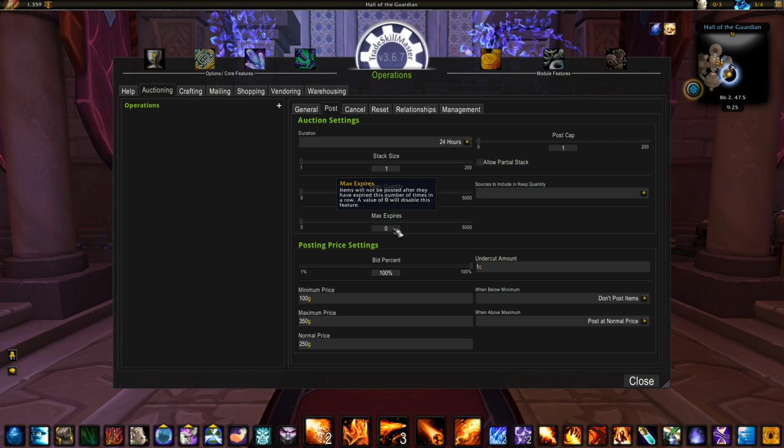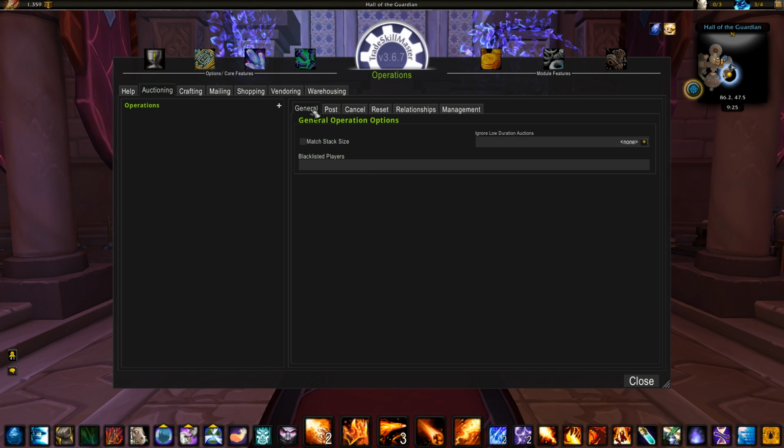Down here for max expires, you can set it to, for example, 10. So if you're posting a certain transmog piece and it expired 10 times in a row and it has not sold, then if you had this set to 10, it would stop posting it. That would be a clue to you that maybe you want to disenchant or vendor it or whatever. So you decide if you want to use that or not.